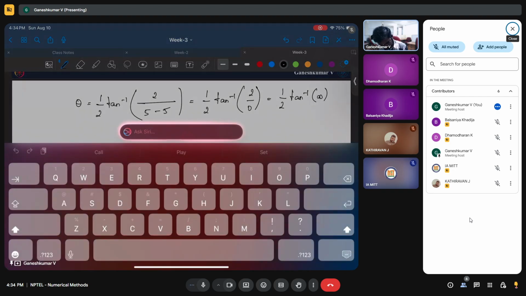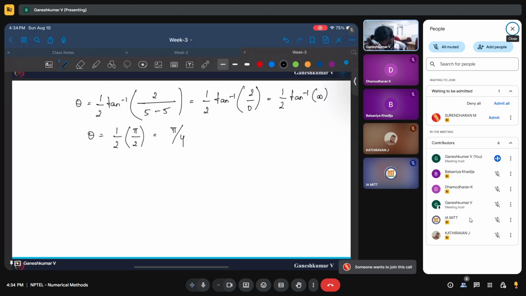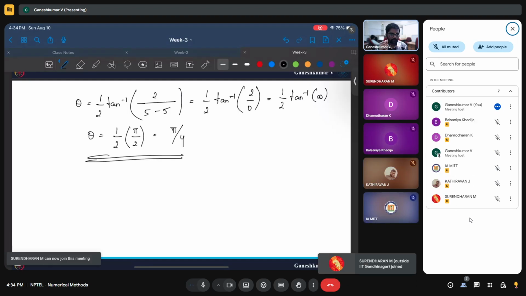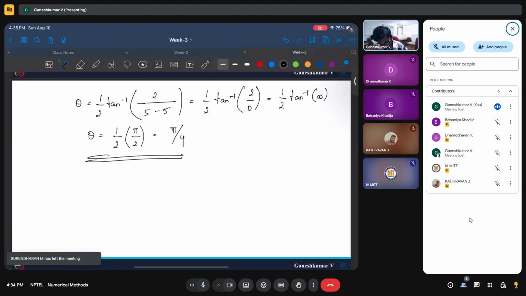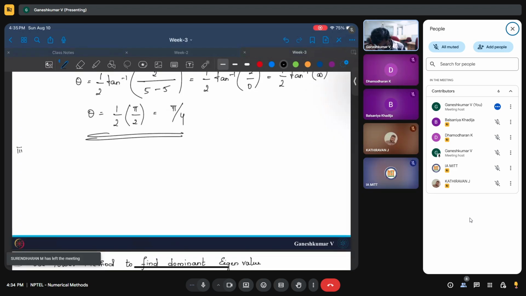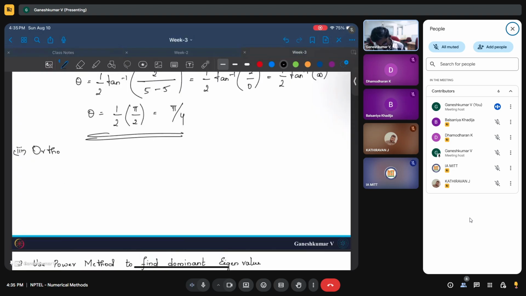So if that is the case, then theta is equal to half into pi by 2, which is equal to pi by 4. So this is your rotation angle. Okay. Now the next step is to find the orthogonal matrix. Sorry, it's not an orthogonal matrix. Yeah, I mean it is an orthogonal matrix, but it is also called the rotational matrix.